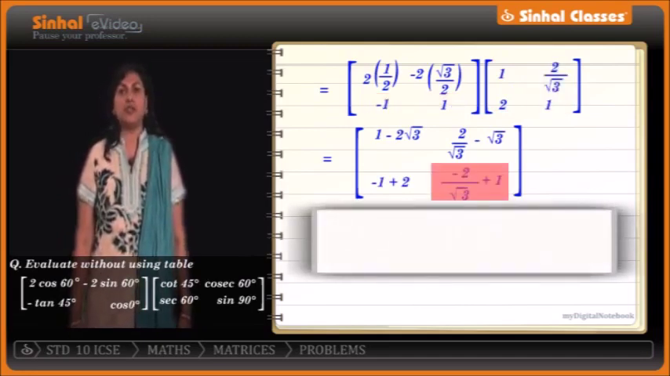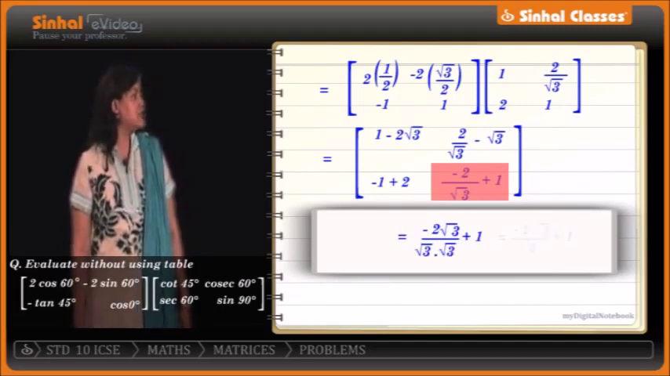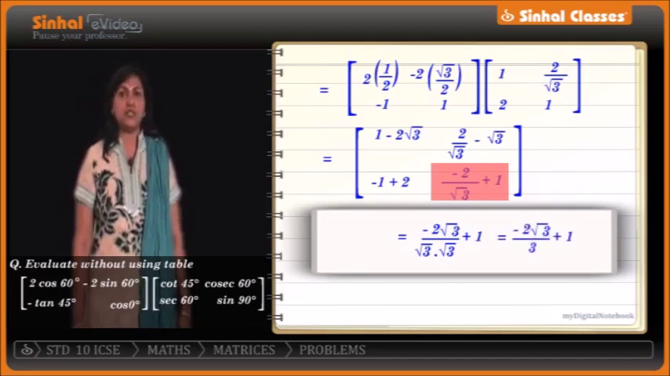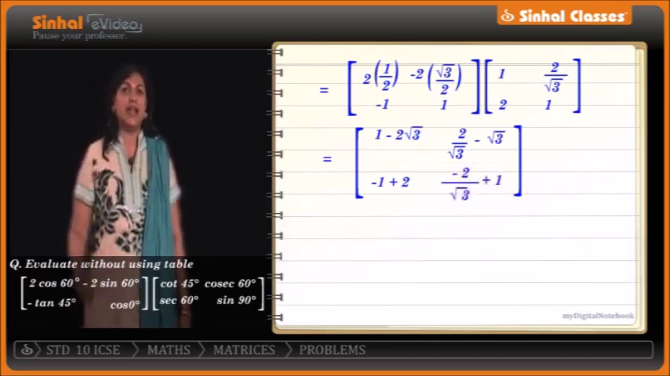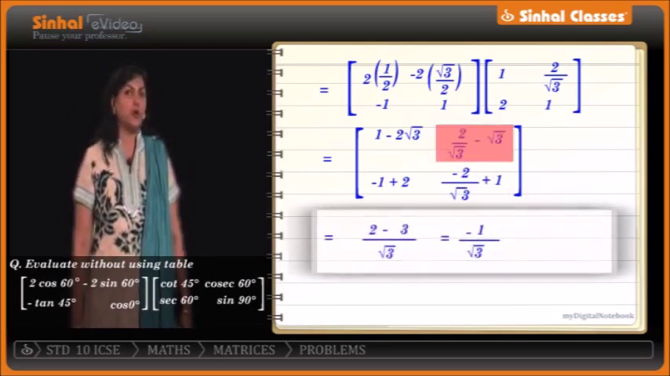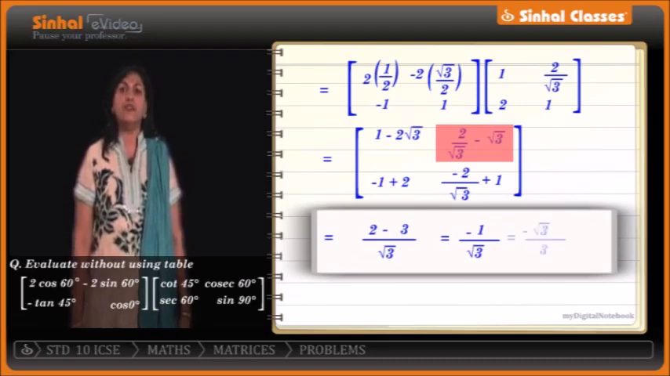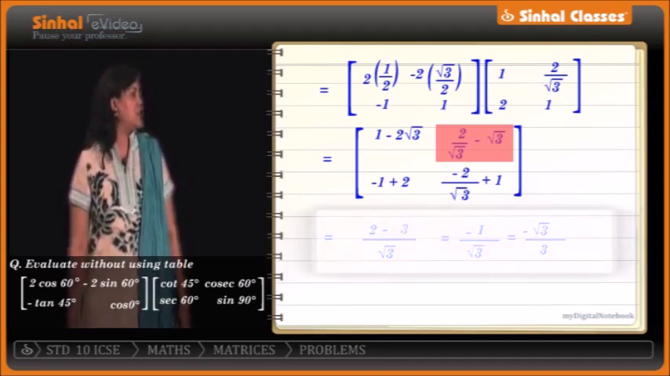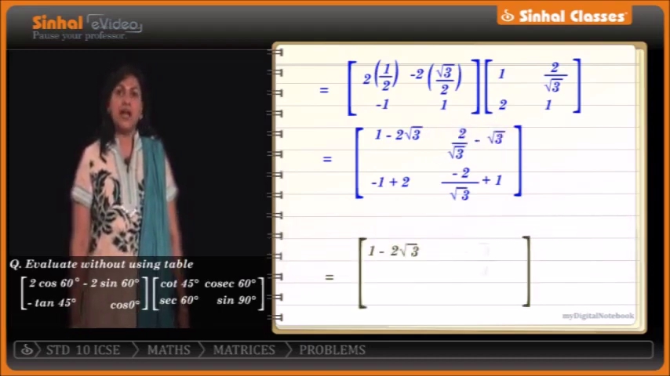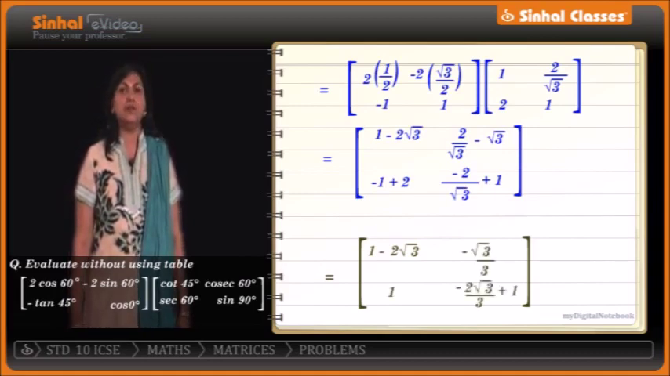Here, we do not want root 3 in the denominator, so we rationalize the denominator. That is, multiply the numerator and denominator by root 3. We get minus 2 root 3 upon 3 plus 1. Now, in the second element, we have minus 1 upon root 3. Same way, we rationalize the denominator over there also. We get minus root 3 upon 3. So, we get the answer as [1 minus 2 root 3, minus root 3 upon 3; 1, minus 2 root 3 upon 3 plus 1].